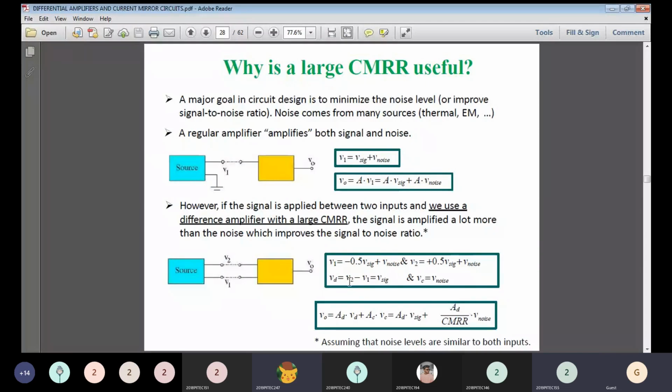V2 minus V1 gives the value of V signal. And what happens to your VC? VC is generally the noise signal. So what is the formula for V naught? AD into VD plus AC into VC. Substituting this value, we get AD V signal plus AD divided by CMRR into V noise.